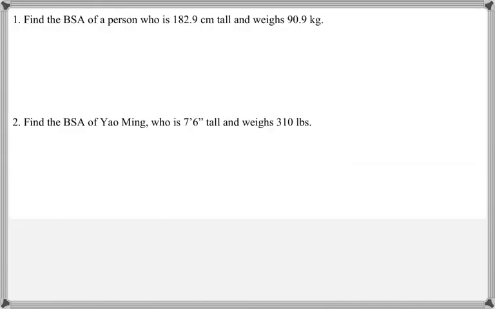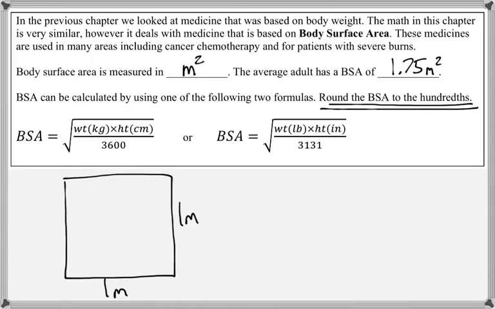On number 1 it says, find the BSA of a person who is 182.9 centimeters tall and weighs 90.9 kilograms. So because they're giving us the information in centimeters and kilograms, we're going to use this formula.